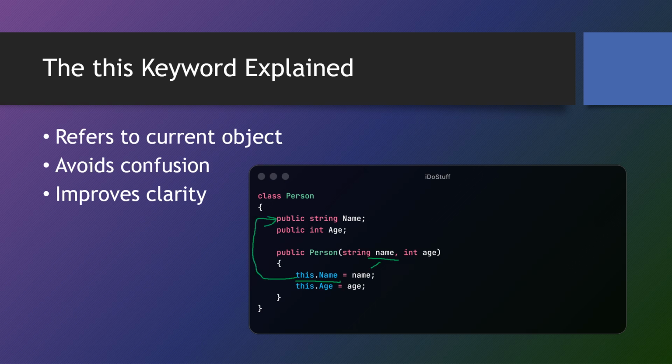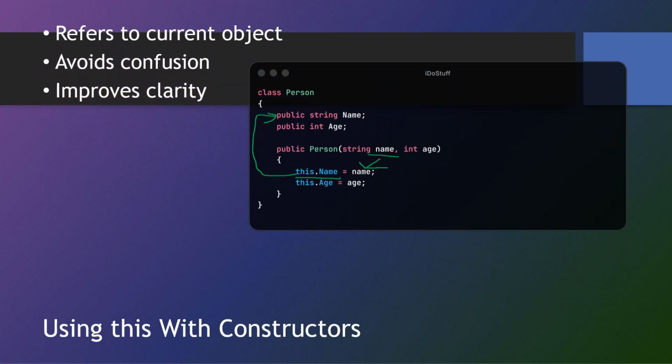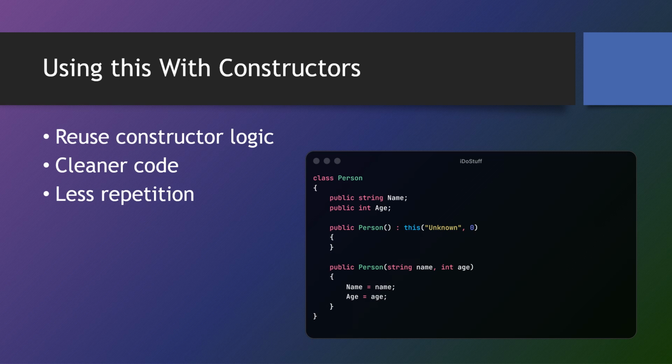Using this to reuse constructor logic. One powerful use of this is calling one constructor from another. Instead of duplicating setup code, one constructor can reuse another. This keeps logic in one place, objects consistent, and code easy to maintain. This is a very common professional pattern.